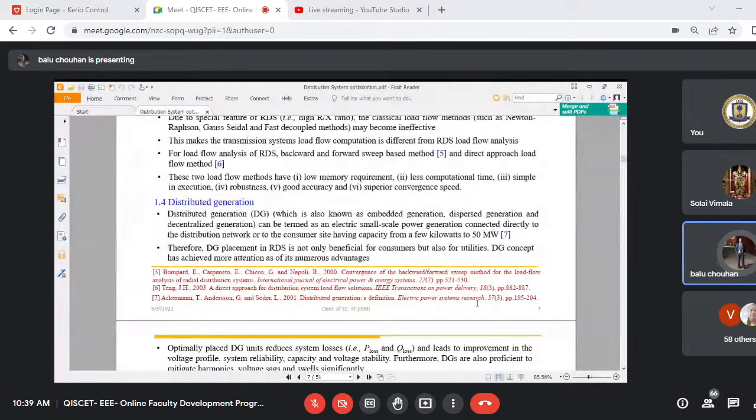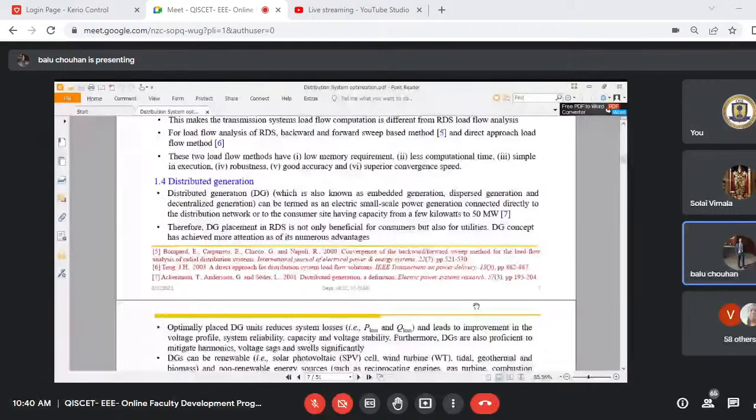Because of that we reduce the line losses. Instead of the power coming from the substation, we generate at the particular location to compensate the high demand of the load. So the line losses between the generating station and that high load are compensated by placing the distributed generation. This is the basic definition of distributed generation: generating small scale power at a particular location at the consumer side, not the generating side.